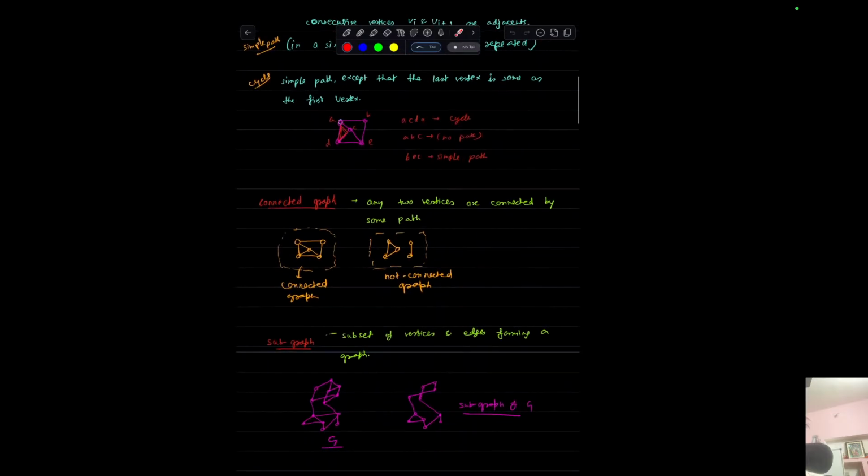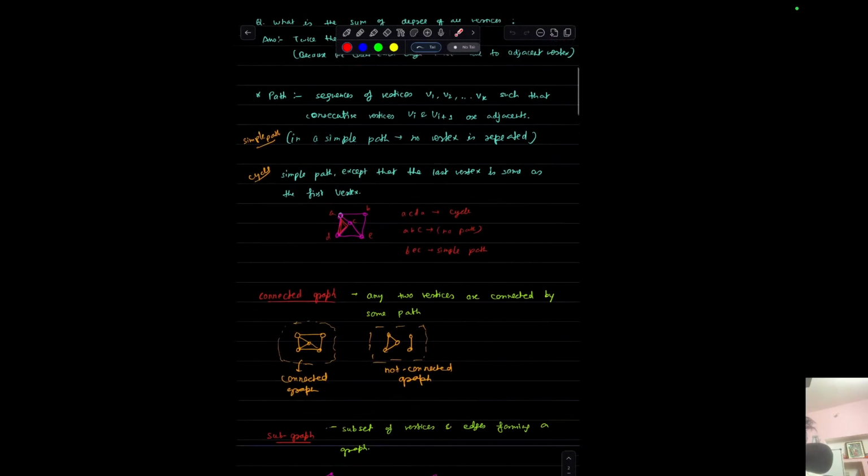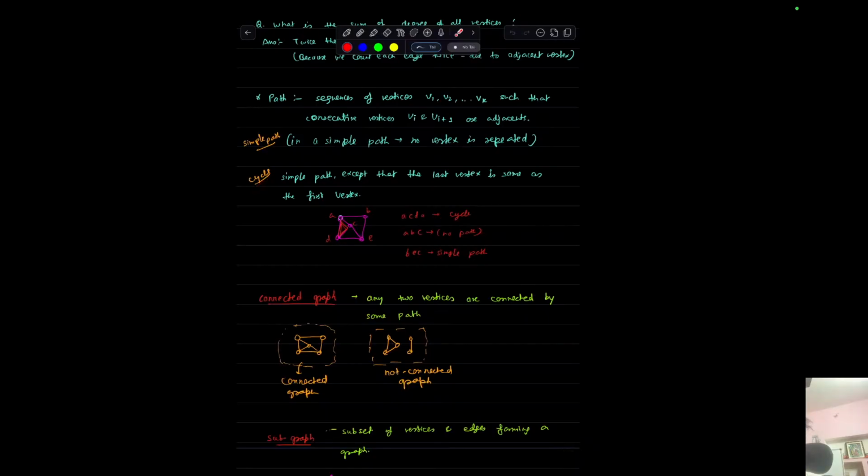This is a good thing now. Wait, what is a cycle? A cycle is a simple path except that the last vertex is the same as the first vertex. So let us say ACDA is a cycle. A, B and C, there is no path here. BEC is a simple path. Now I understand what I am calling a path, a simple path and a cycle.